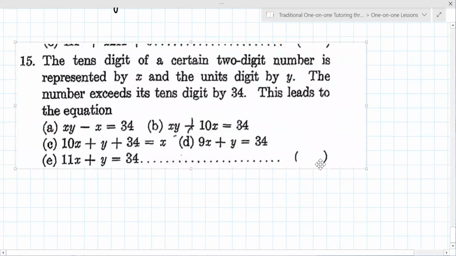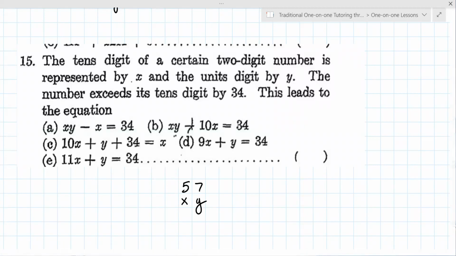The tens digit of a certain two-digit number is represented by X and the units digit by Y. The number exceeds its tens digit by 34. This leads to the equation. Okay. So they're saying that, let's say the number was 57. They're saying X is 5 and Y is 7. You follow that? That's what it means by that and that. I think I kind of understand it.